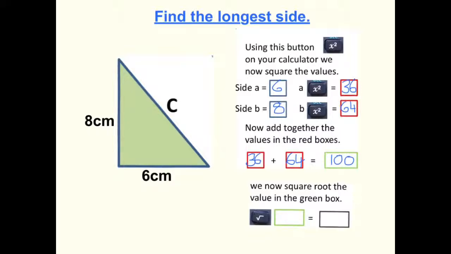I'm now going to use my square root button here and do the square root of 100, and that will give me the answer of 10. So here, c equals 10. What we've done is we've squared that side, squared the other, added those two numbers together and square rooted. Square, square, add, square root.